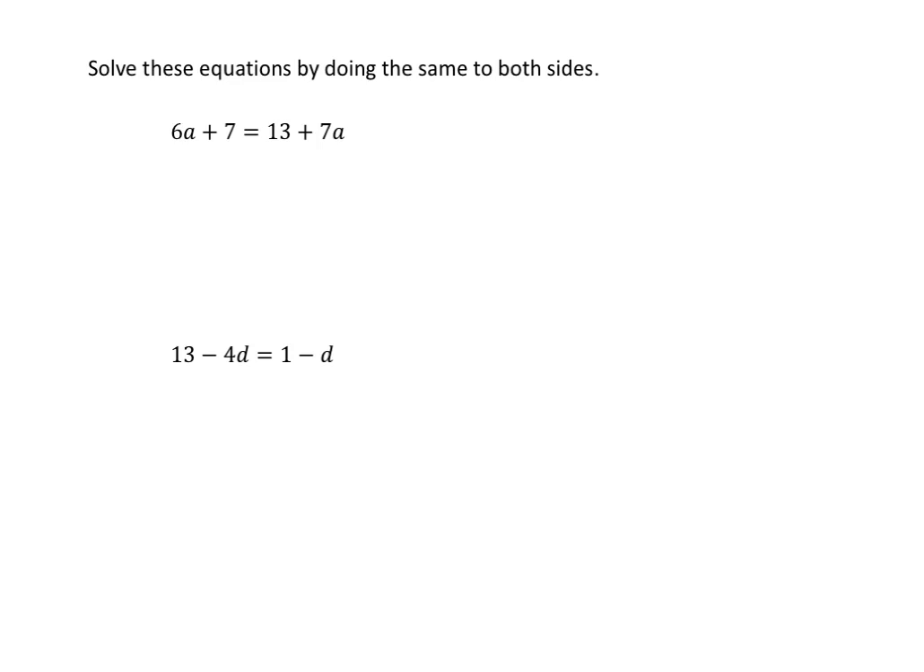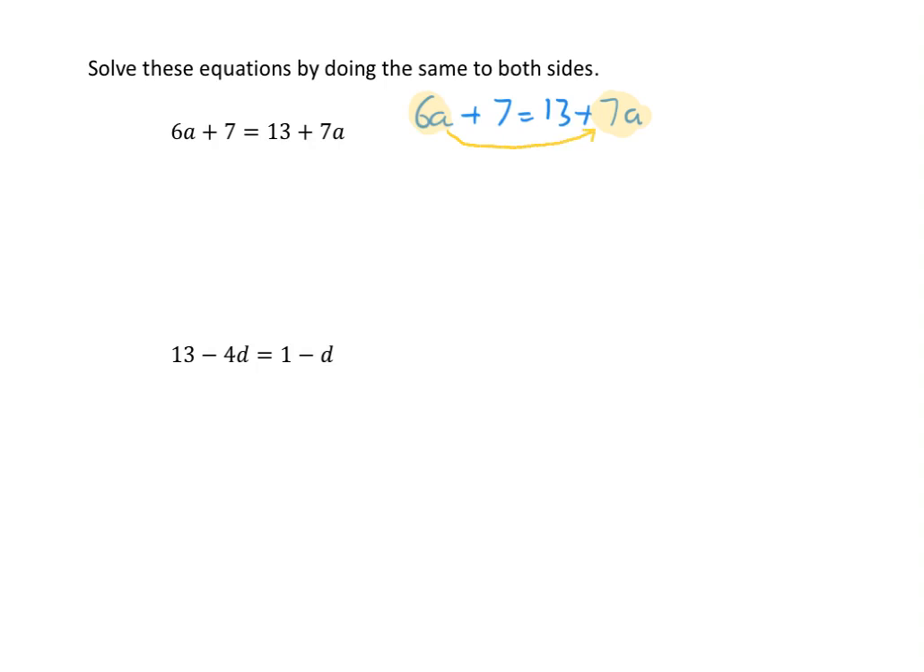In the first example, the equation is 6a plus 7 is equal to 13 plus 7a. The first step to solve this linear equation is to have a look at where my unknown variables are. I've got 6a on the left-hand side and 7a on the right-hand side. What I want to do is move them both over to one side.